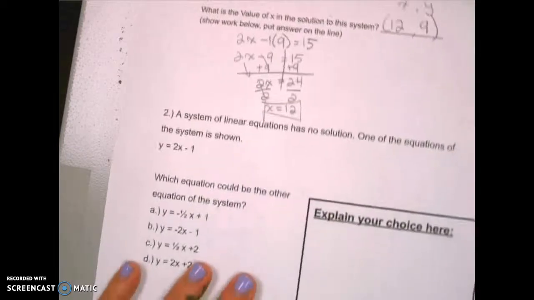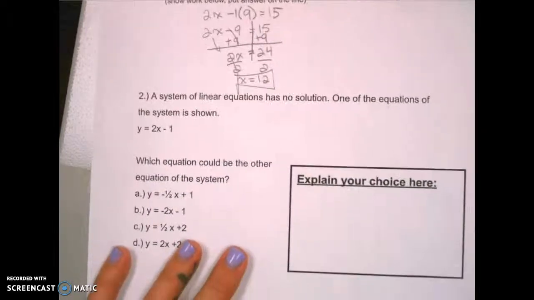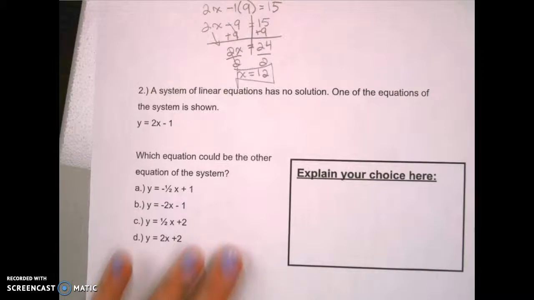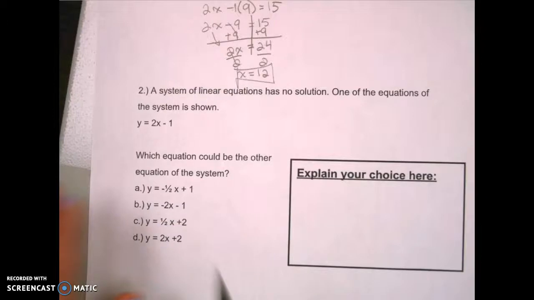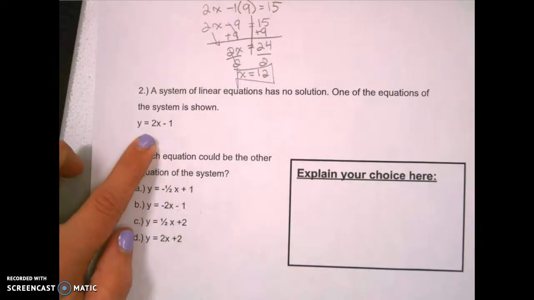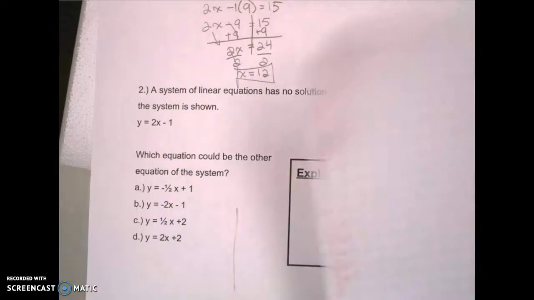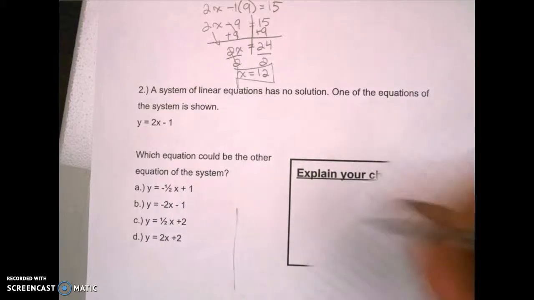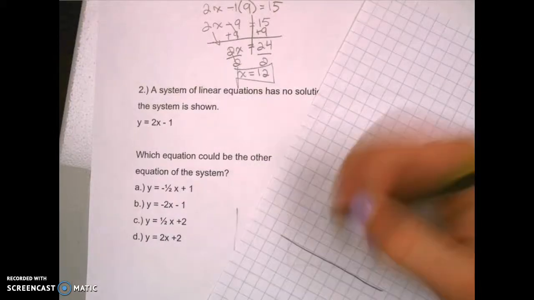Okay. For the second one, it says a system of linear equations has no solution. One of the equations of the system is shown. Which equation could be the other equation of the system? So I know that this, I can graph it. So I'm going to get out my trusty graph paper. I'm going to draw my lines.